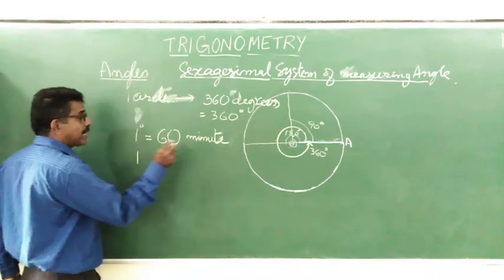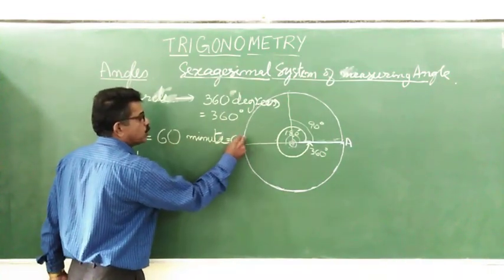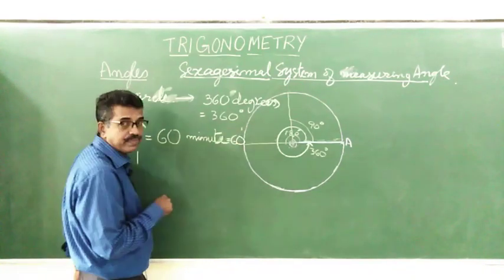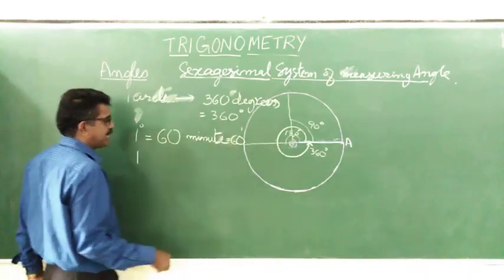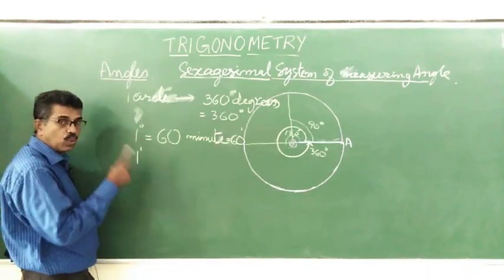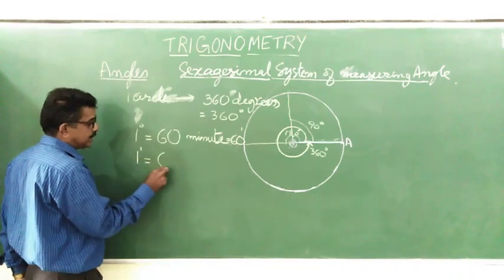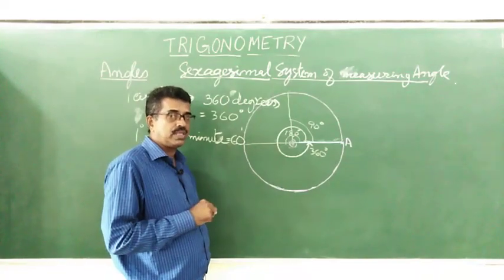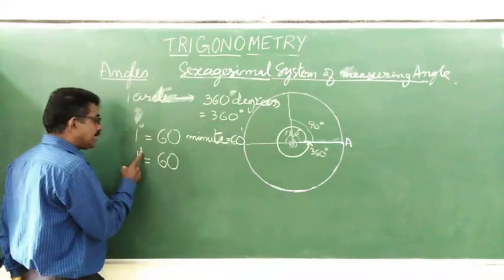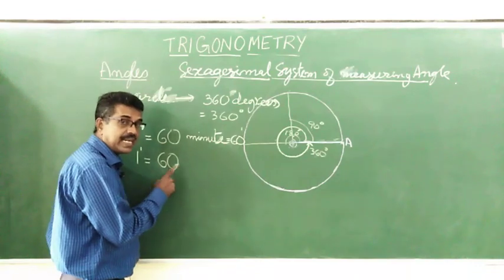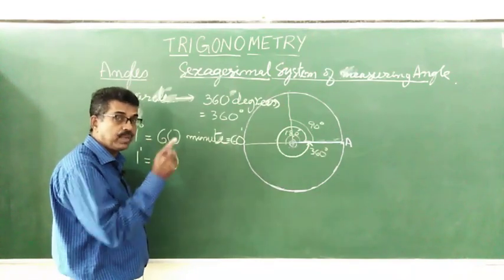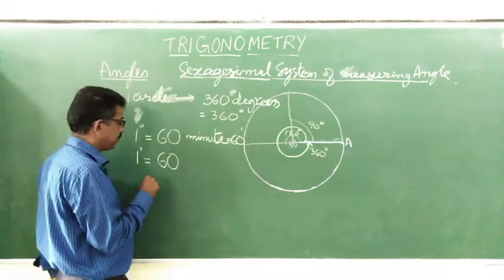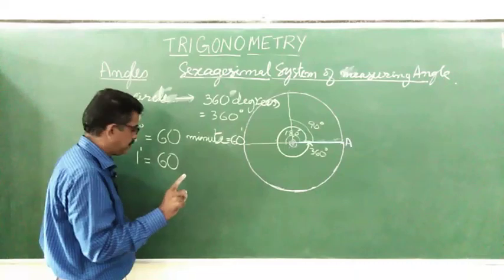And 60 minutes, how do we write this? So we write minute with this notation, 60 with a single dash. 60 minutes. This has to be written as minute. And 1 minute is further divided into 60 equal parts. Each minute is divided into 60 equal parts and each part is known as a second. Minute and second are also used for time, so in the same way we use the same units for angle, but the units of time and angle are not the same.